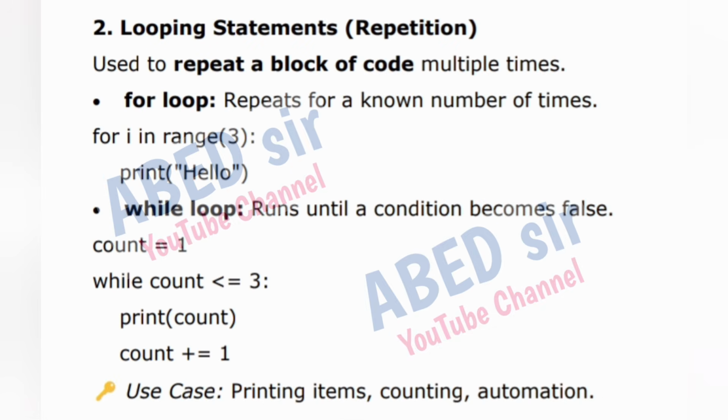2. Looping statements, repetition. Used to repeat a block of code multiple times. For loop, repeats for a known number of times. for i in range(3): print("hello"). While loop, runs until a condition becomes false. count = 1. while count <= 3: print(count), count += 1. Use case. Printing items, counting, automation.